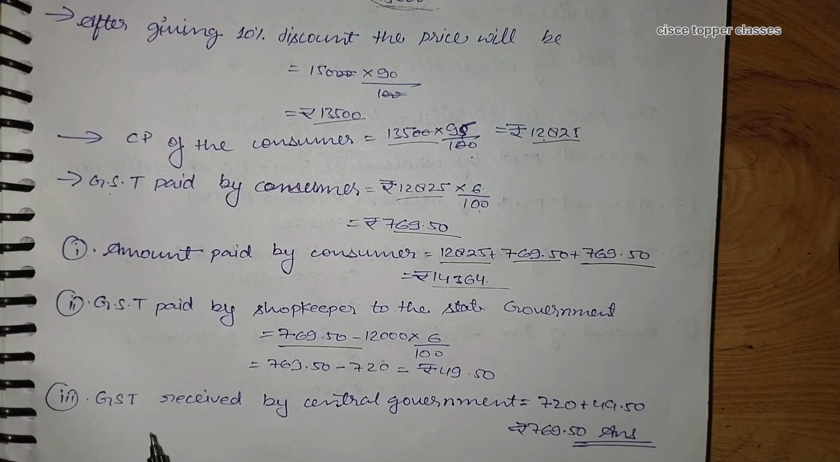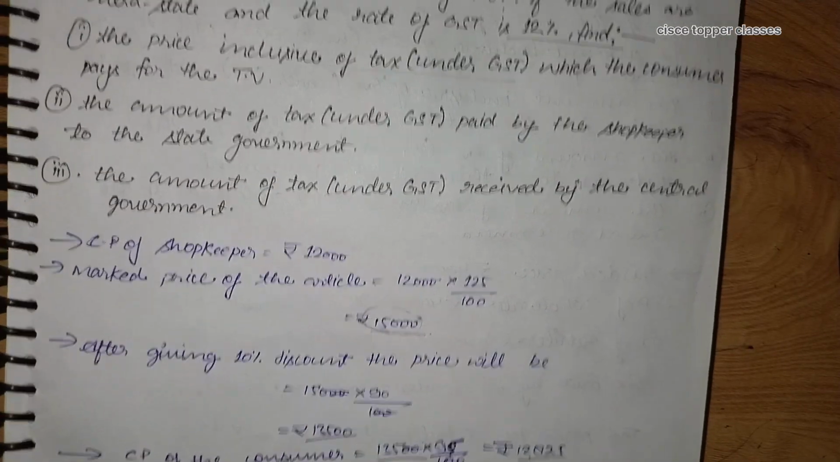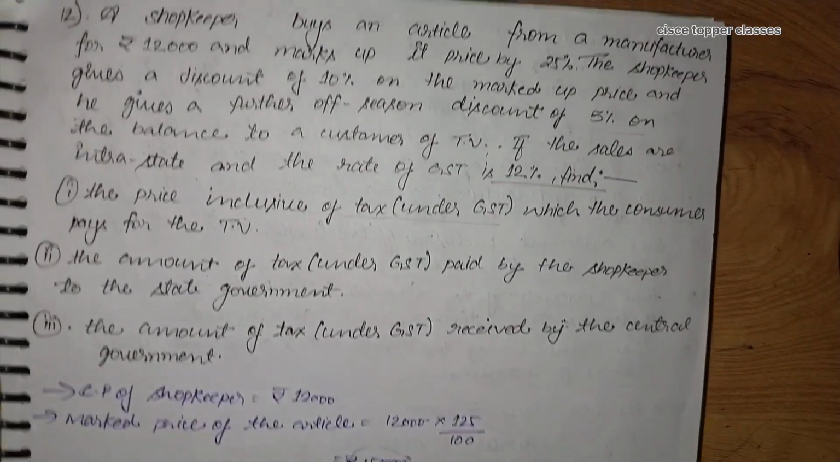Now we have to find the GST received by the central government. This will be the input GST plus the amount of GST paid by the shopkeeper to the state government, meaning the output minus input formula. Again we will apply that. So the last option will be 769.50 as the answer here, and this is the solution of question number 12. This is the final solution and answer.